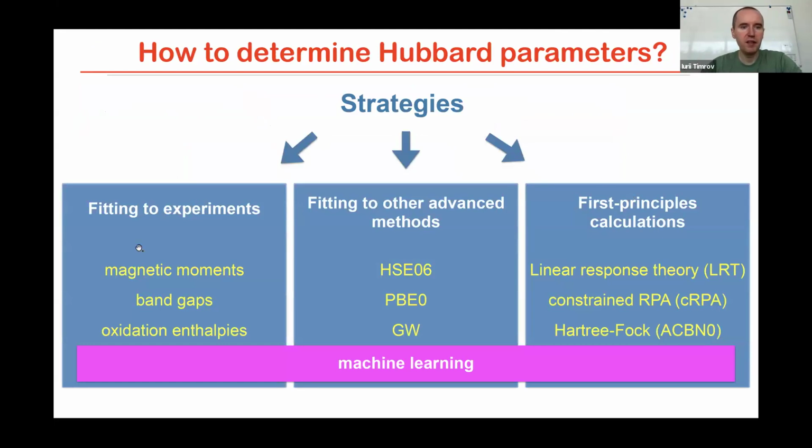The first one is fitting to experiments such as magnetic moments, band gaps or oxidation enthalpies. Basically you try to tune your Hubbard U parameter, and V if you want, to match some experimental properties such as band gap or magnetic moments. That is an empirical approach. It's very popular. Many people use it because it's simple, especially for band gaps, but it requires a separate discussion whether that makes sense or not, because DFT plus U was not designed for accurate band gap predictions, but still people do that.